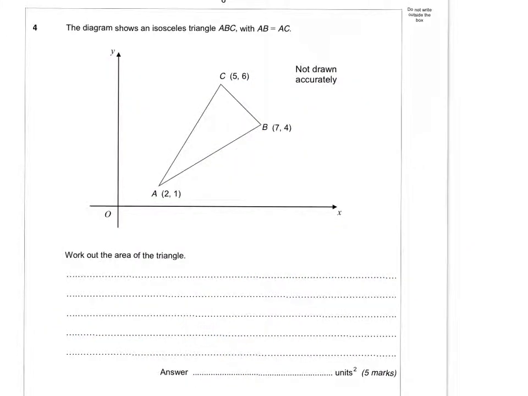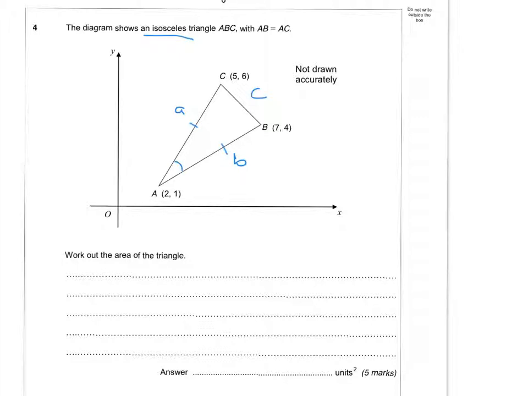Question 4. The diagram shows an isosceles triangle where sides AB and AC are the same. Work out the area of the triangle. So we've got two approaches. We could use Pythagoras to find the side lengths A, B and C, and then use those three sides and the cosine rule to find the angle at the top, and then find the area of the triangle using half ab sine C.